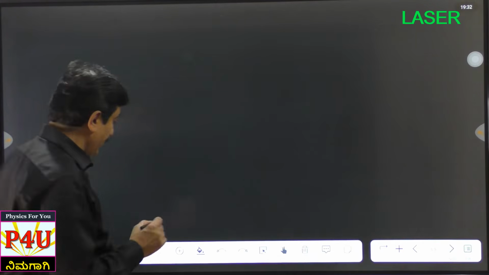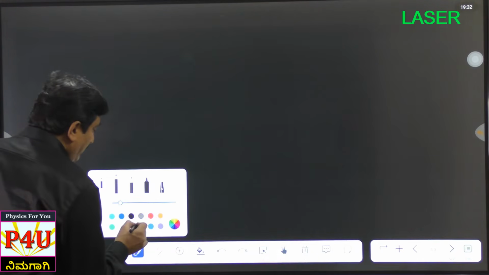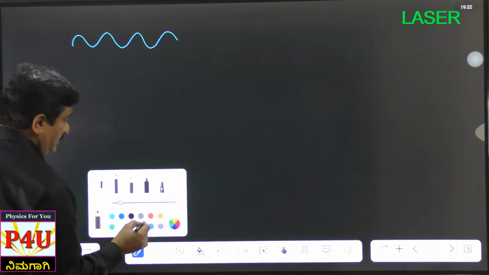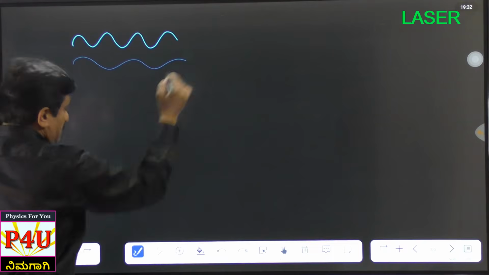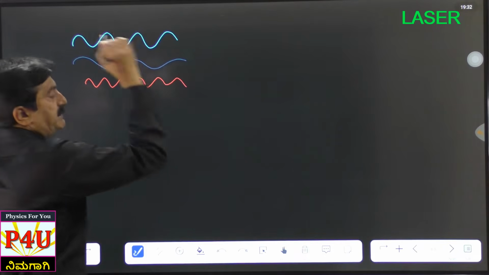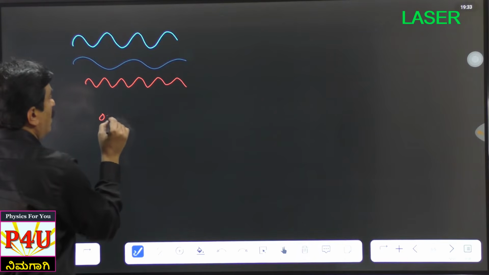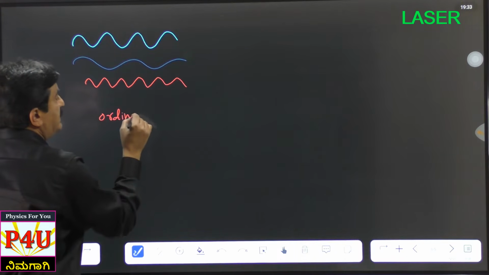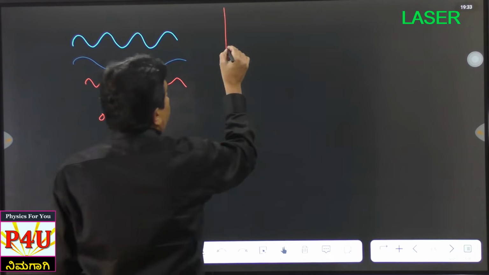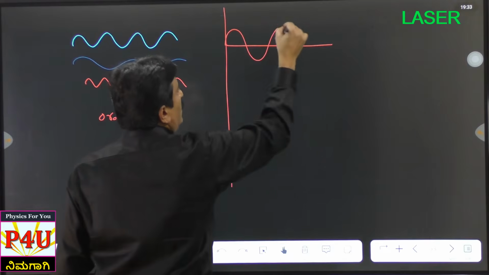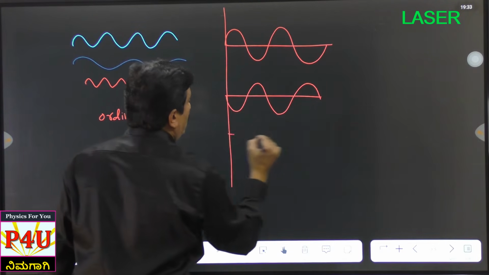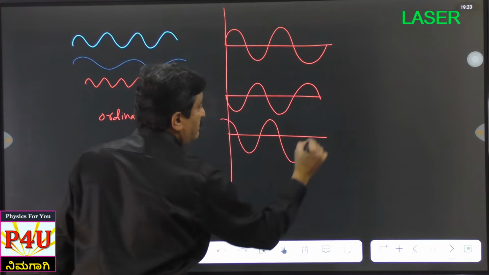with ordinary light. See, in ordinary light, we will be having all possible colors, all possible waves, all possible wavelengths. Some waves are small, some waves are big, some waves are medium. So all possible wavelengths are there. This is ordinary light. Suppose if it is monochromatic light, then only one color, only one wavelength like this, but the starting points may not be same. Starting points will be different.